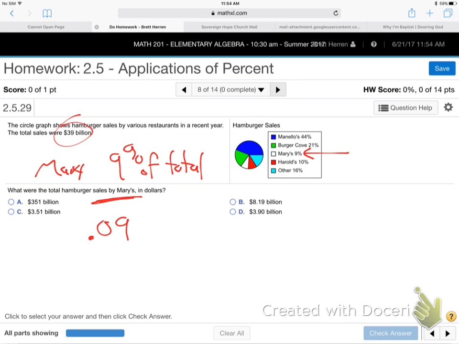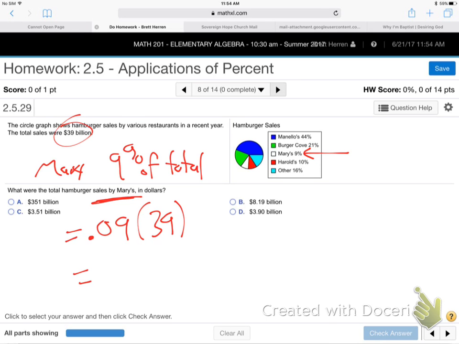What's the total? It's right there. That's all you need, that number and that percentage. The other percentages, we don't even need them. Just 9% times 39. That's all we've got to do. Mary has got 9% of the pie up there. 9% of the total, 9% times the total, 39.